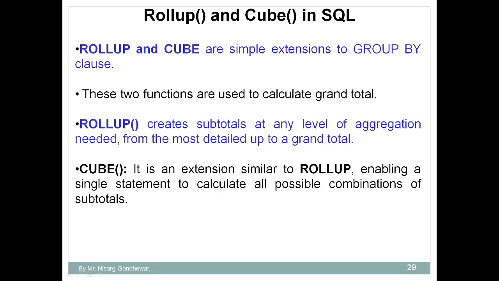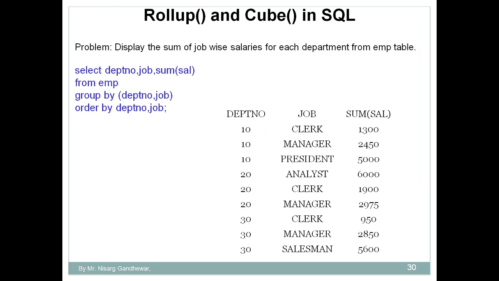Before discussing Rollup and Cube definitions, I will discuss an example, because if I just tell you the definition, you will not understand. So let's discuss with an example. Suppose our problem statement is: display the sum of job wise salary for each department from the employee table. Again I am just reading that question, try to understand that problem carefully. I want to display the sum of job wise salary for each department from the employee table.